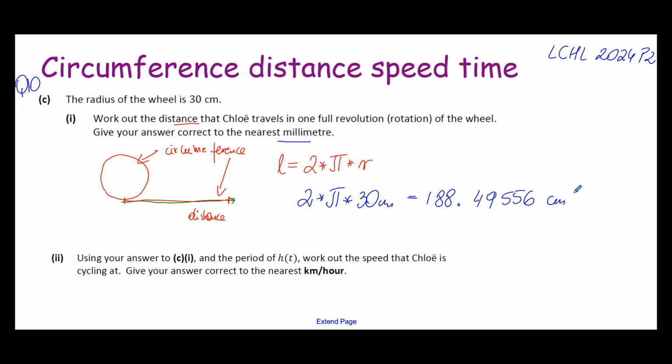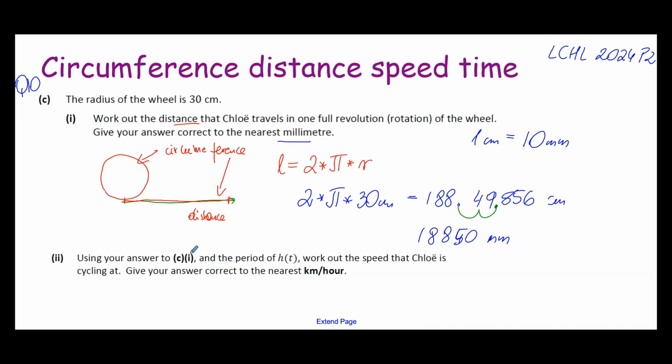What we get is 188.495556 centimeters. If I am to give my answer to the nearest millimeter, how do I change centimeters into millimeters? Well, 1 centimeter is 10 millimeters. So we are going to move the decimal 1 place. So that will be 1884, and because I'm cutting off 5, that's going to make it 1885. So that's how many millimeters that is. Okay, let's have a look at the next part.